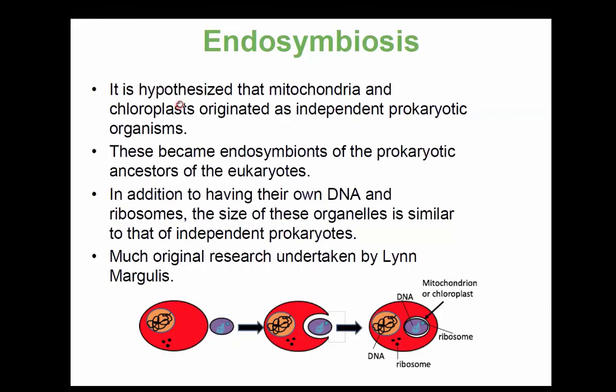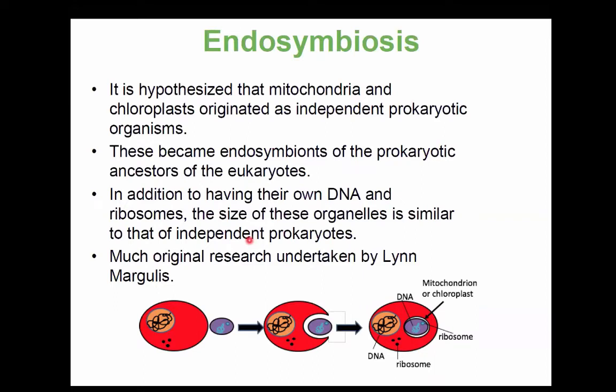Both mitochondria and chloroplasts developed in the cells as a result of a process called endosymbiosis. These organelles are like bacteria because both chloroplasts and mitochondria also have DNA. They have protein-making apparatus, including the ribosomes. And the nature of the DNA and the ribosome and the way they manufacture the proteins are very similar to the prokaryotes. Lynn Margulis hypothesized that mitochondria and chloroplasts originated as independent prokaryotic organisms.